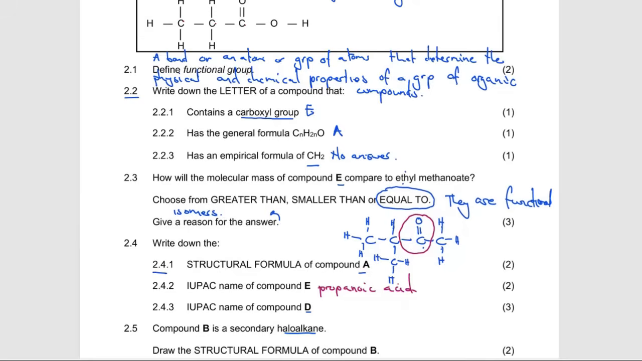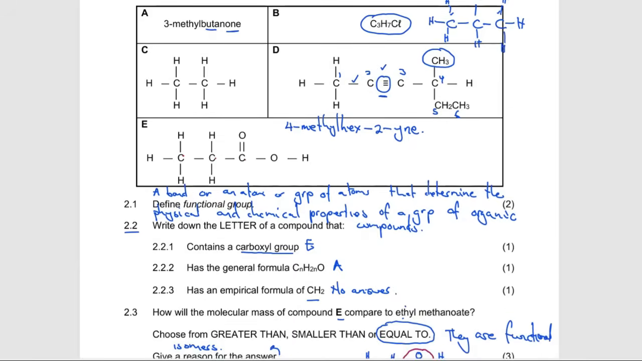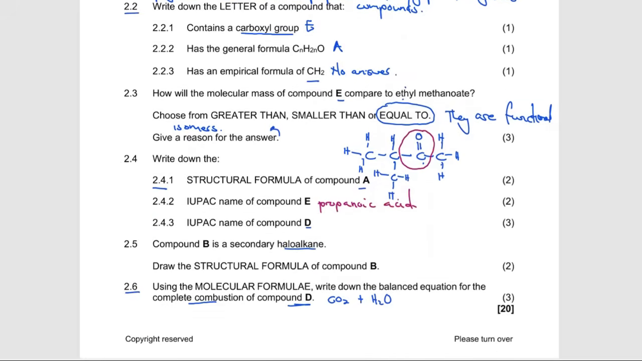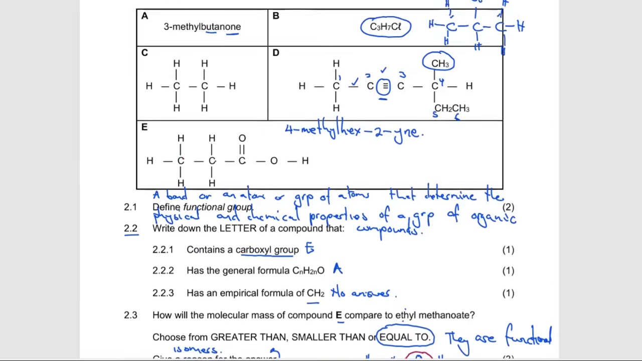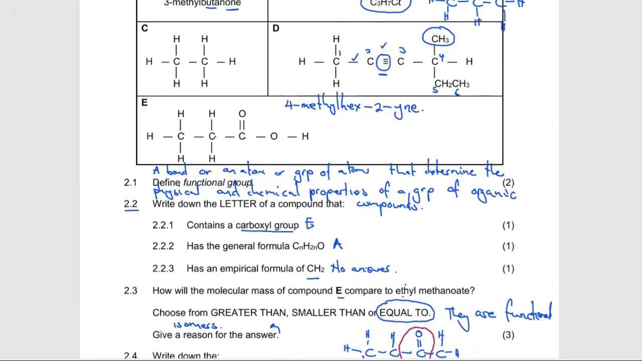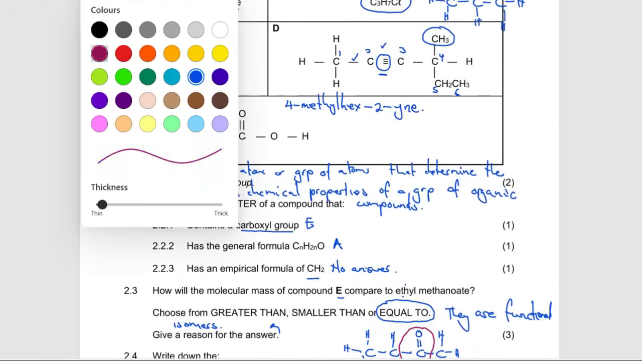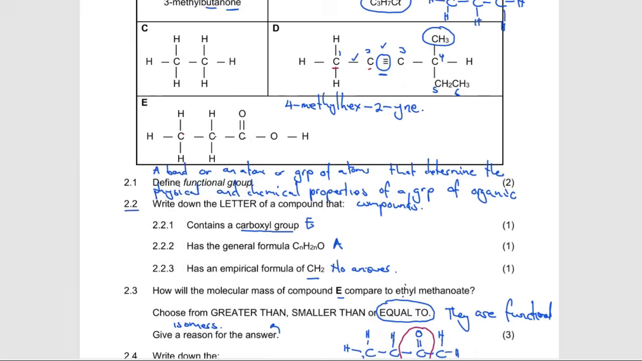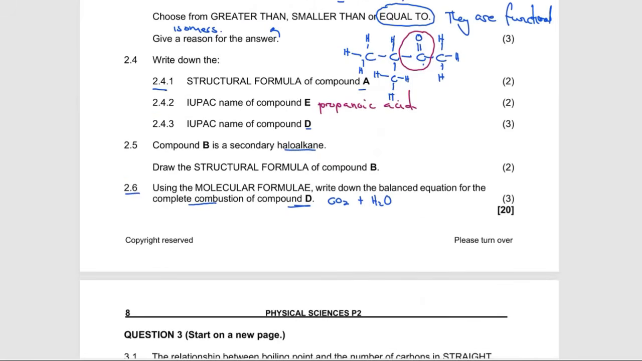For the compound, they said compound what, B or D? Oh, we're referring to D, right? So in terms of D, we need to go back and count the number of carbons that we have. I'm having 1, 2, 3, 4, 5, 6, and a 7, right? So it means I'm having 7 carbons. Therefore, I'm going to say C7.